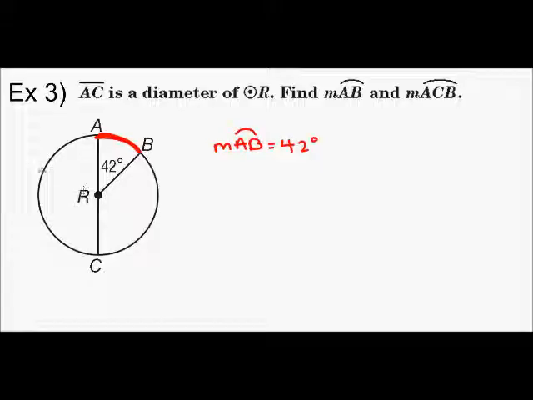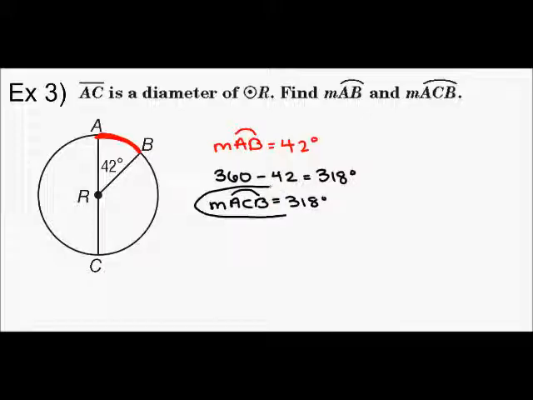Okay. And then ACB is the other way around the circle. Since the whole circle is 360 degrees, I can just subtract 42 in order to get the measure of ACB. So this is going to give me 318 degrees. So the measure of arc ACB is 318 degrees. And you always have this little rainbow looking thing over the letters when you're talking about arcs, so don't forget to draw that.